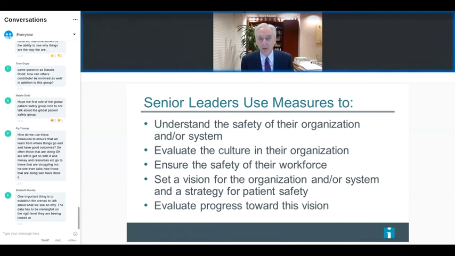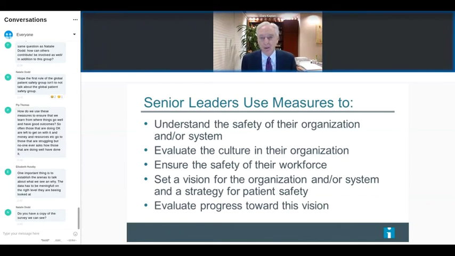We can use this measurement to understand and evaluate the culture in our organization. At Virginia Mason here in Seattle, we do a culture of safety survey every year. It gives us actionable information. I don't always like everything I see or I hear, but without that information, I can't know where the opportunities are for improvement. We need to use the information to ensure the safety of our workforce. When we talk about the entire continuum of care, it also includes the healthcare workforce, not just those we serve. Because if our team members are not safe, both physically and psychologically safe, then we're not going to be able to optimize safety for the people we serve.